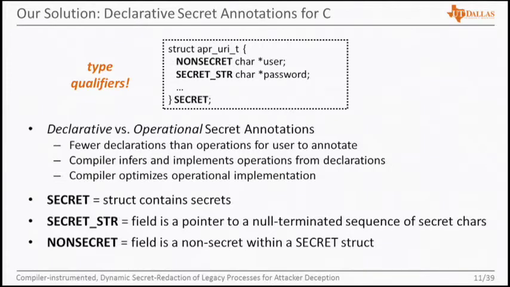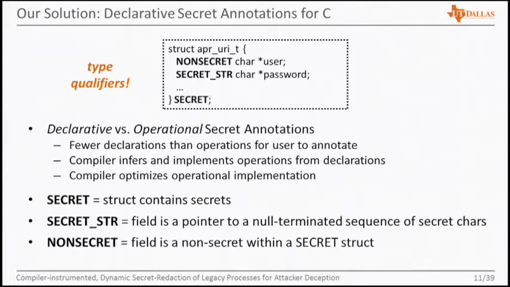So first, there are fewer declarations than operations for the user to annotate. Second, the compiler can infer and implement the operations from declarations. So it can do that automatically. And also, it gives the compiler the opportunity to optimize the operational implementation using software that performs better.